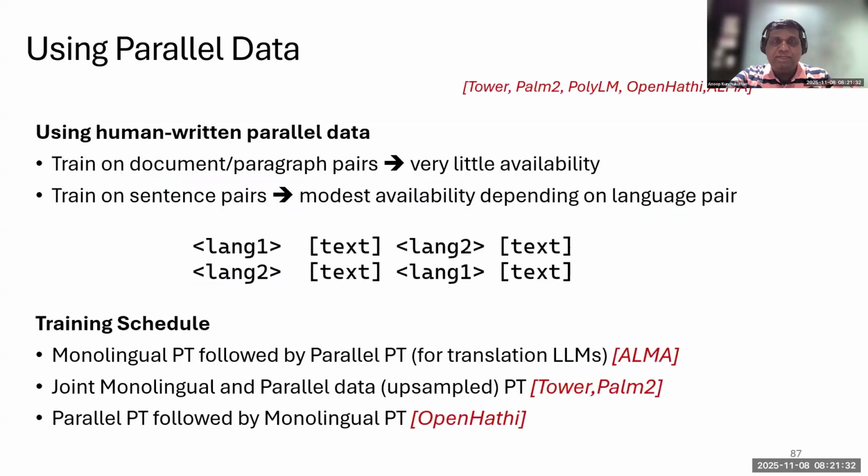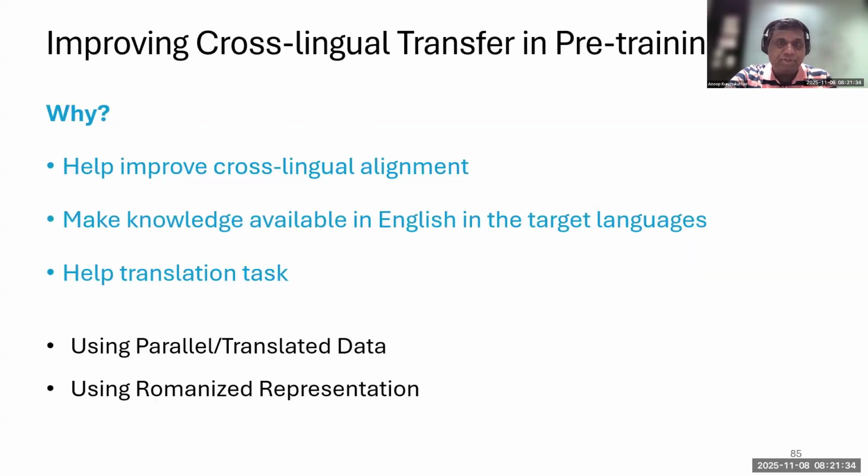Of course, cross-lingual alignment can help cross-lingual transfer. Plus, we want to make knowledge available in English to other languages. And in particular, I would want to call out that we would want to improve the translation task, which is an important task in a multilingual setup.